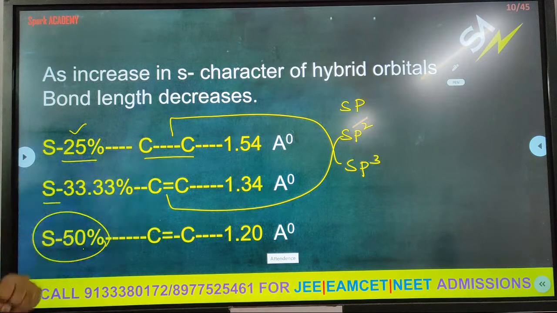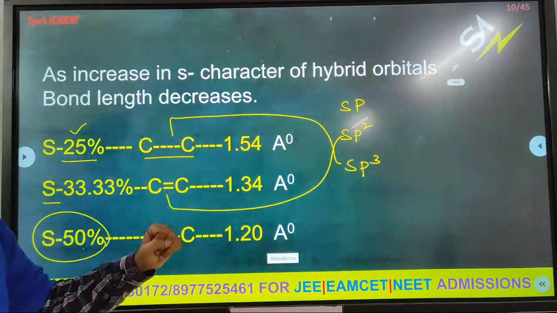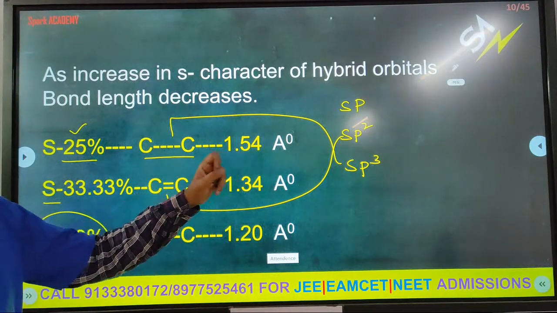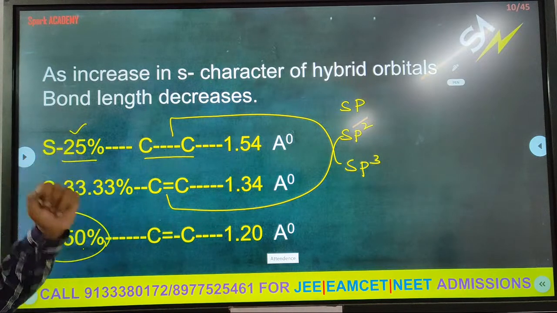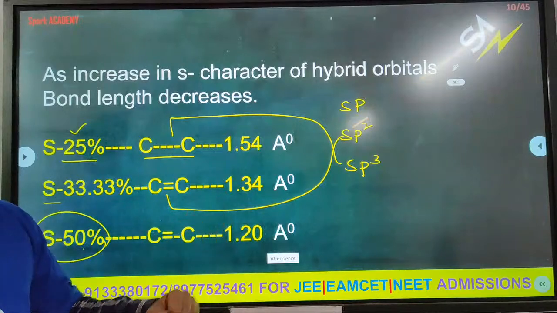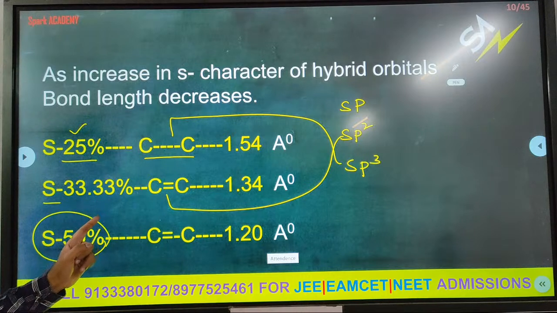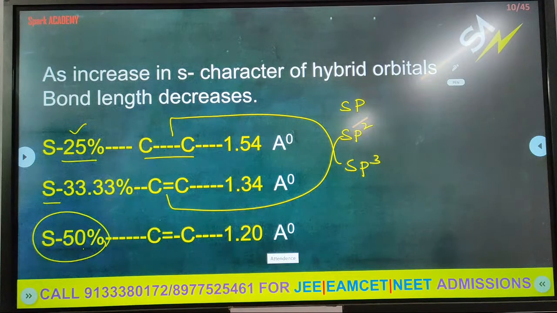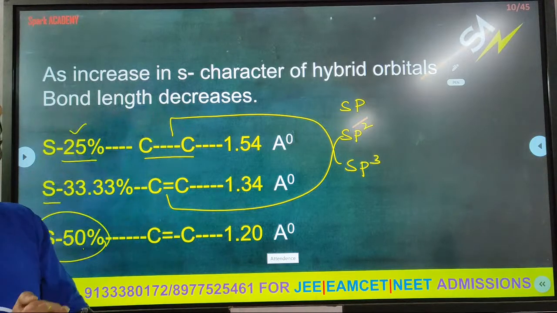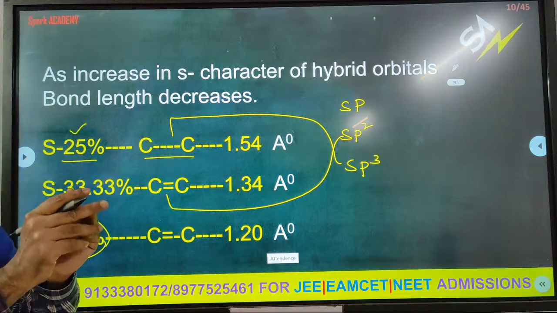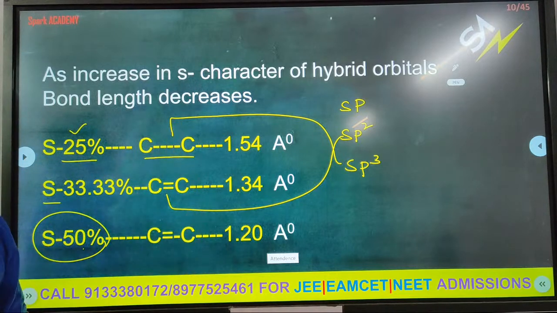In the case of the hybrid orbitals, what about the bond length? Bond length here is 1.54 angstrom units in sp3, 25% S character, and 1.34 angstrom units in sp2. In the case of the sp2 hybridized orbitals, S character is 33.33. In the case of the sp, S character is 50. Then clear the statement. What is the statement? S character increases, bond length decreases.